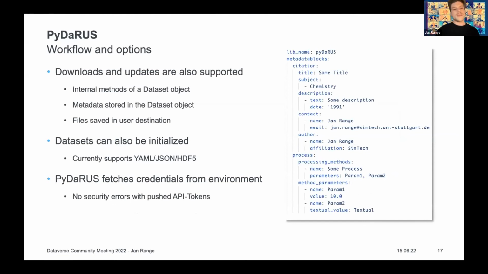When you download a data set, these metadata will be transferred to this data set object, and the files that are present in this data set will also be saved in any kind of user destination that you specify. From this point on, you can change the metadata, add more metadata, change files, add files, and update everything as beforehand. This is an application that we have as well.